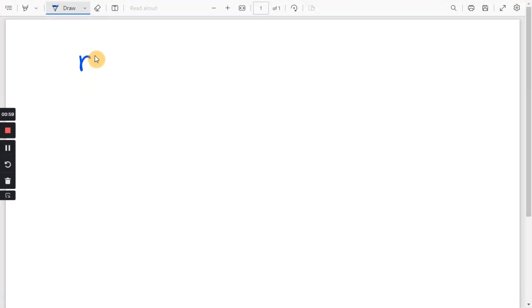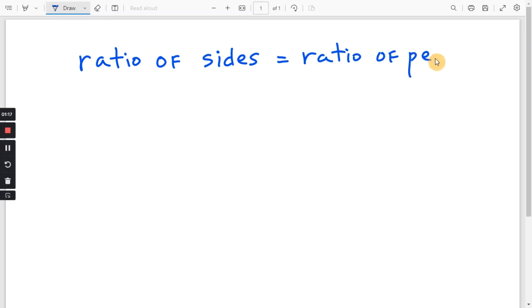So let's say we start with the ratio of the sides. And that is going to equal the ratio of the perimeters. Okay, so if the ratio of the sides was A over B, the ratio of the perimeters would also be A over B.